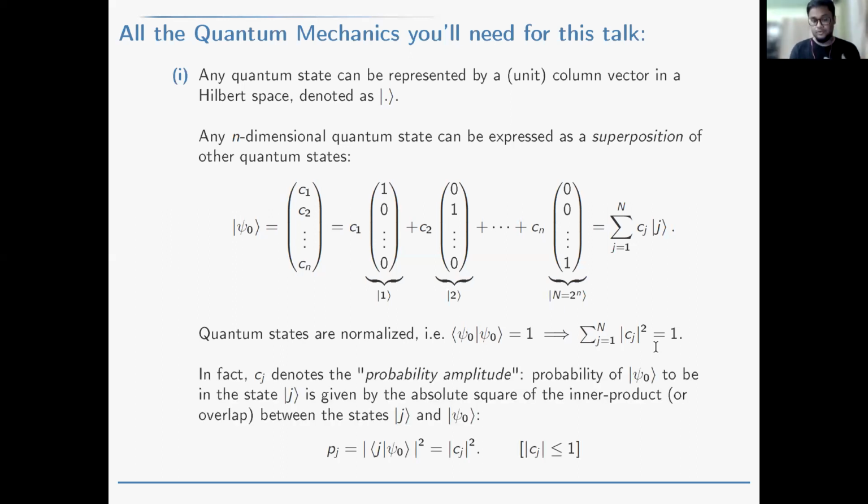Now we come to what these c_j's actually are. The c_j's represent what is called a probability amplitude. What I mean is that the probability of psi 0 being in one of these states is given by the corresponding c_j. For example, the probability of psi 0 being in the state ket j is given by the mod square of c_j. So the mod square of the probability amplitudes gives you probabilities.